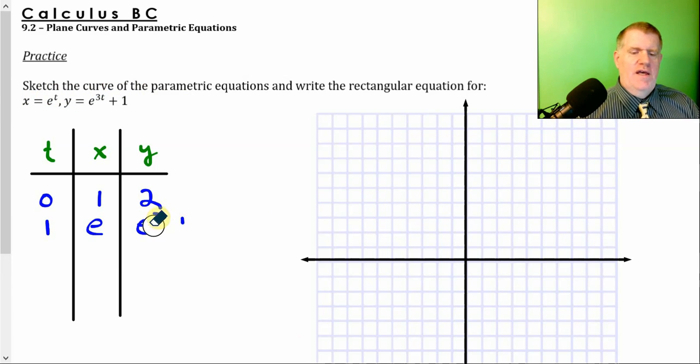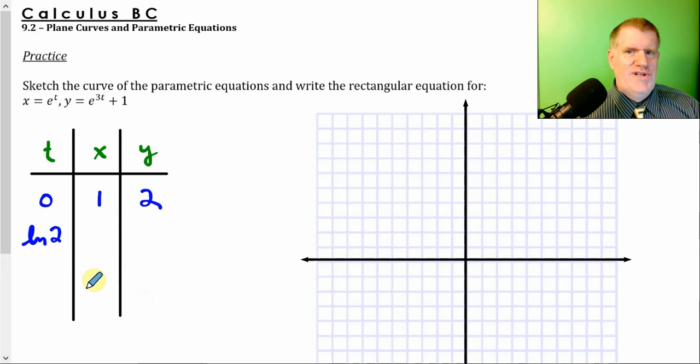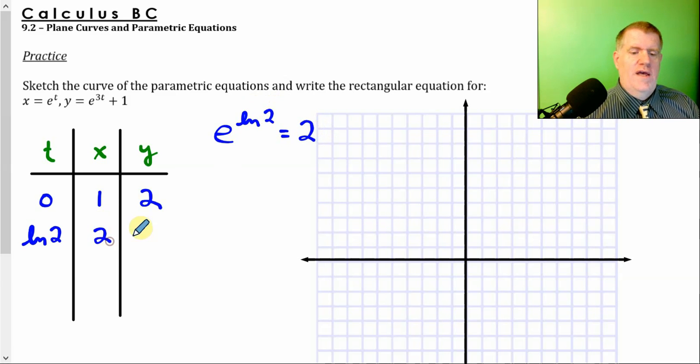So when we want to find our table, let's use a t that makes it a little bit easier to figure out. For example, what if I made it natural log of 2? And then what about natural log of 1? Or what is natural log of 1? 0. Okay. So if I put in natural log of 2, what is e to the natural log of 2? Well, it's 2. Oh, I can graph that point on the graph easily. That's much better.